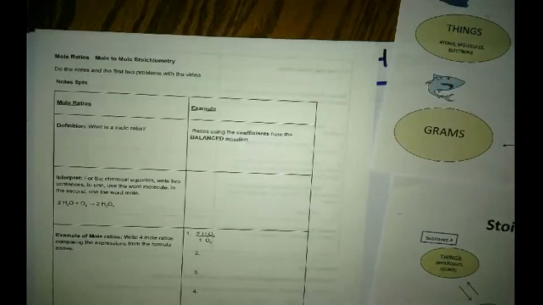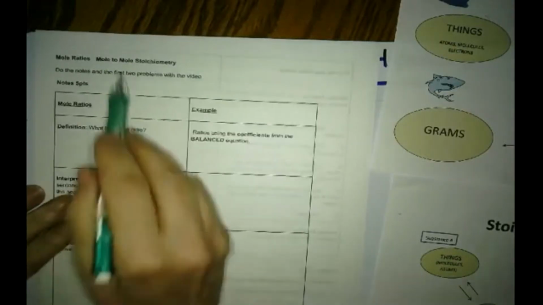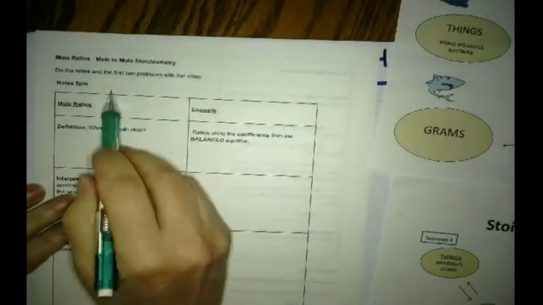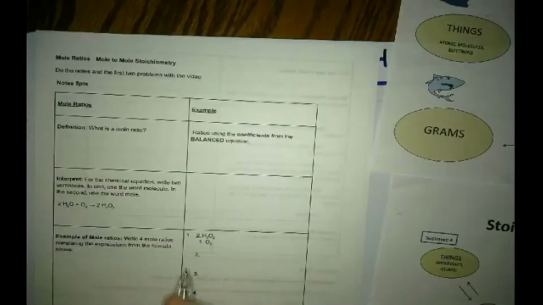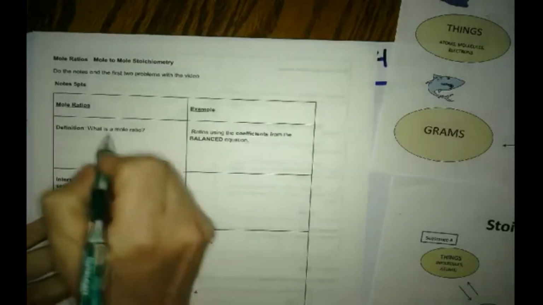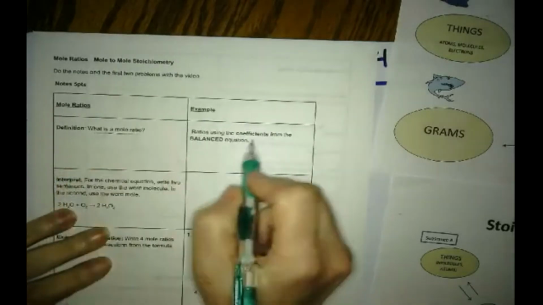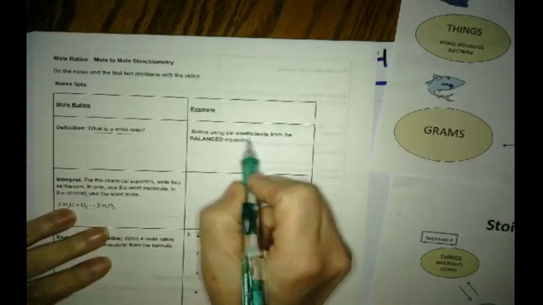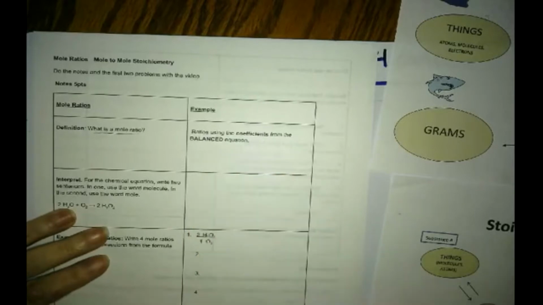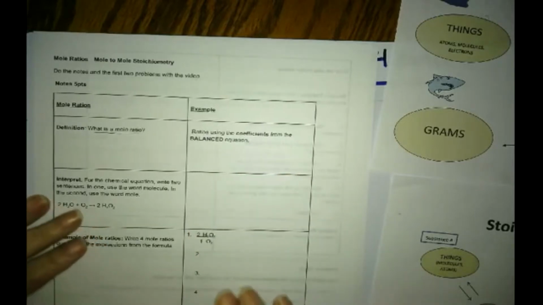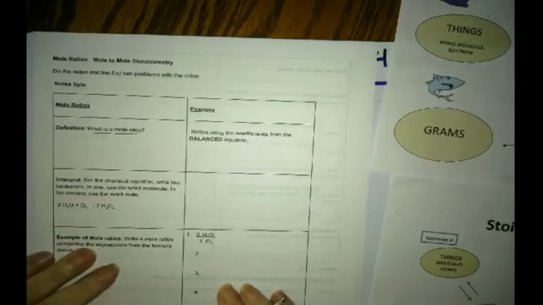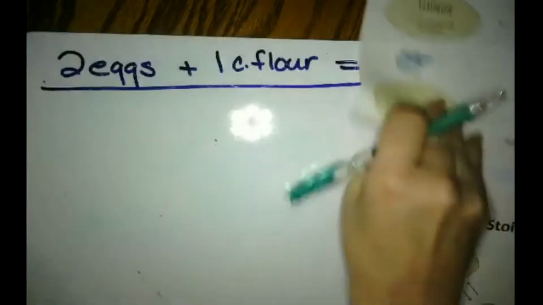Hi, we are going to start stoichiometry with mole-to-mole stoichiometry. These are your notes, so make sure you do them with me. What is the definition of a mole ratio? Well, it's the ratio using coefficients from the balanced equation. So that probably doesn't make much sense to you. Let's start from the beginning.